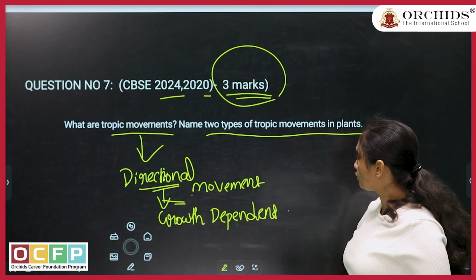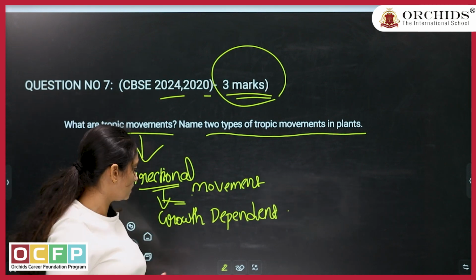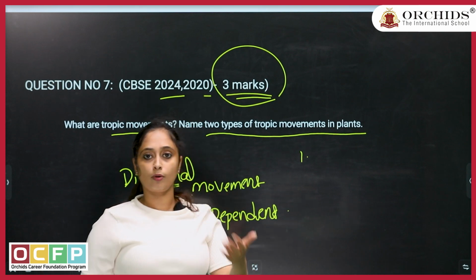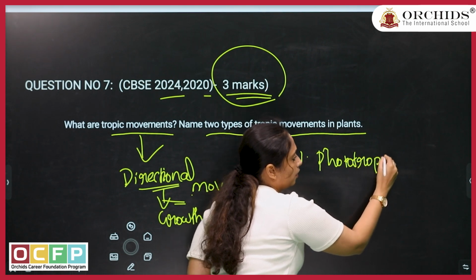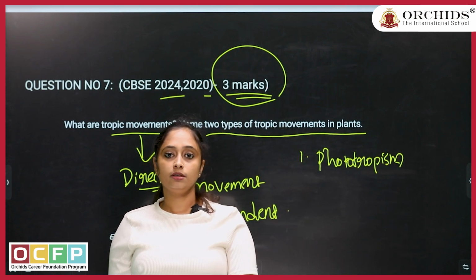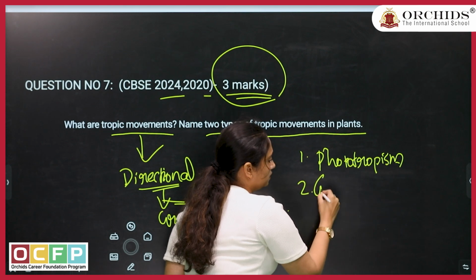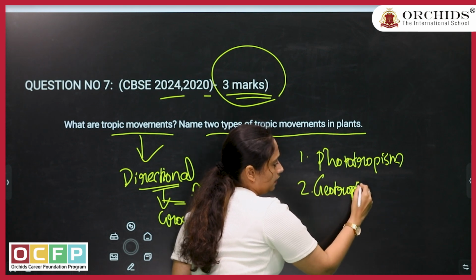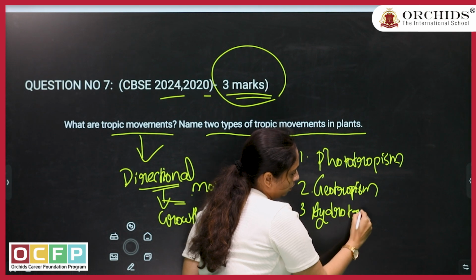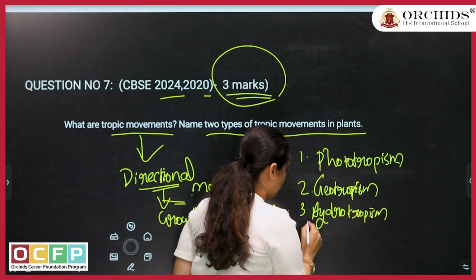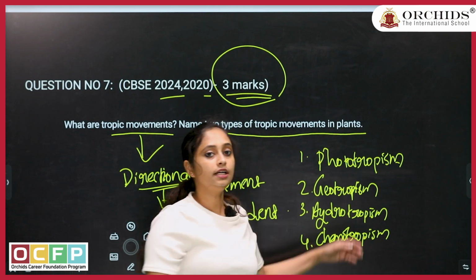Now, what are the different types of tropic movement? If you see in this chapter, different types of tropic movement are discussed. One is, as we already said, phototropism. When we discussed auxin hormone, we said that phototropism occurs in the plant body because of the presence of auxin hormone. So phototropism. Second one is geotropism. And third one is hydrotropism, and chemotropism. These kinds of movements we can consider different types of tropic movement.